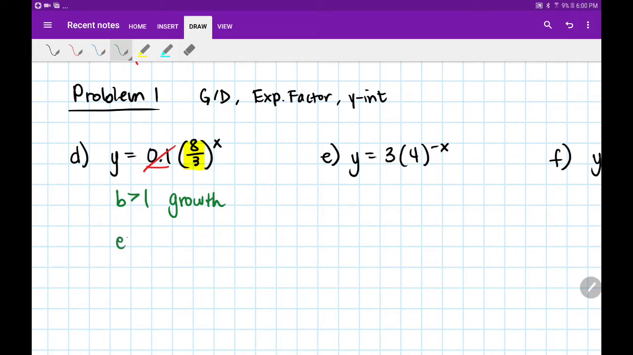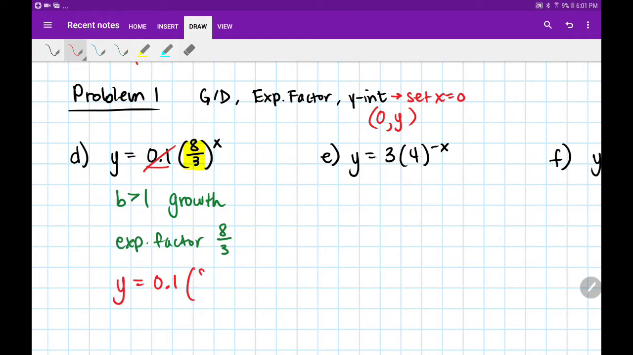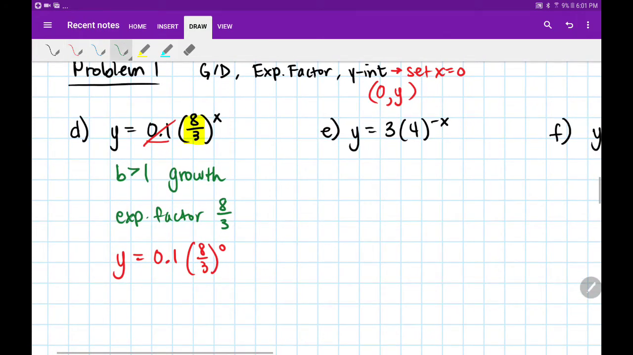My exponential factor is the base itself, which is 8 over 3. And now to find a y-intercept, we always set x equal to 0. So a y-intercept is a point that takes the form 0, comma something. We're going to find the y-intercept by setting x equal to 0 and solving.